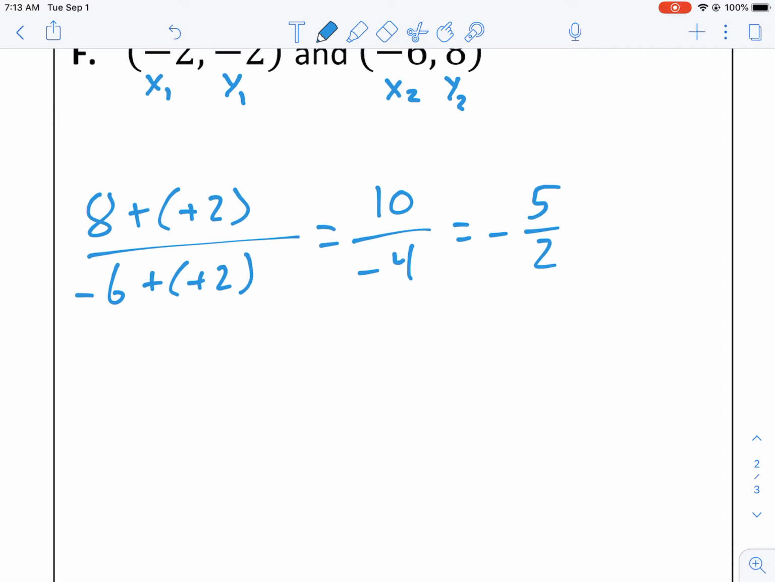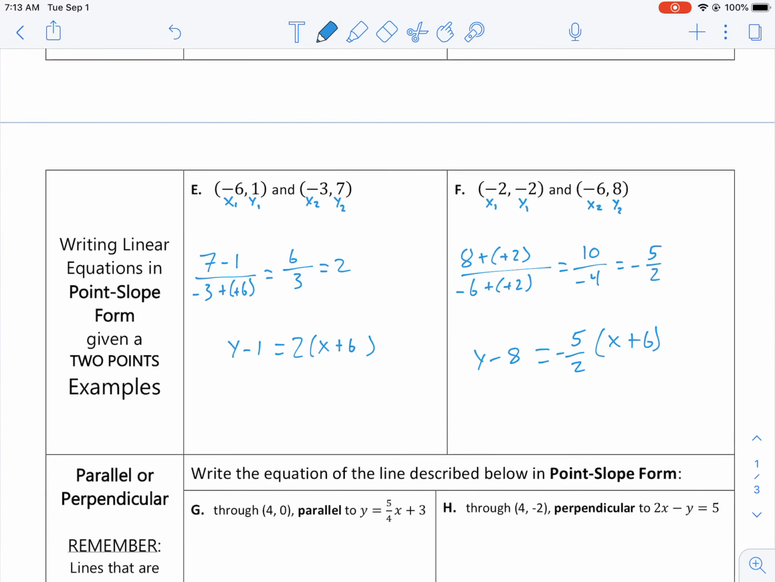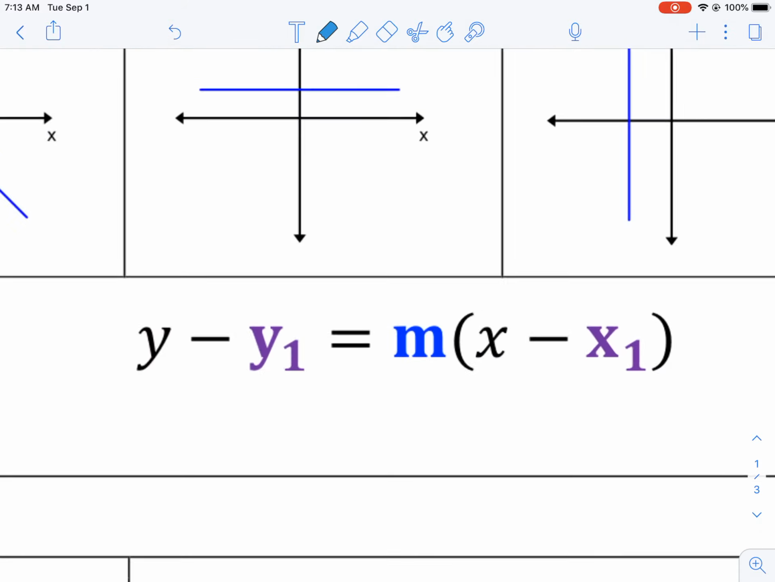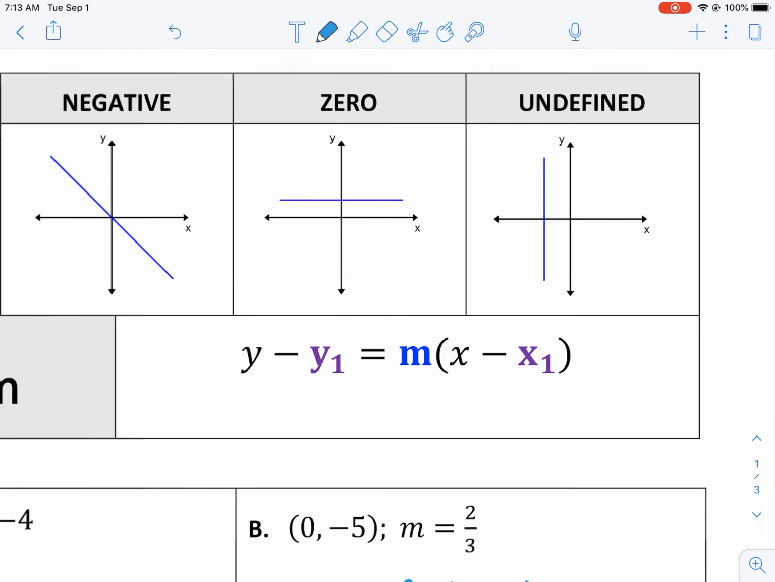So we can write this out. All right. Again, our slope goes right after our equal sign. Now we just want to pick one of our points. So I'm going to pick the second one. So that becomes x plus 6, and that becomes y minus 8. Again, just plugging the numbers right into our formula, okay? If you ever forget, just come look up here, and you know y1, m, and x1. That's right where that stuff goes.